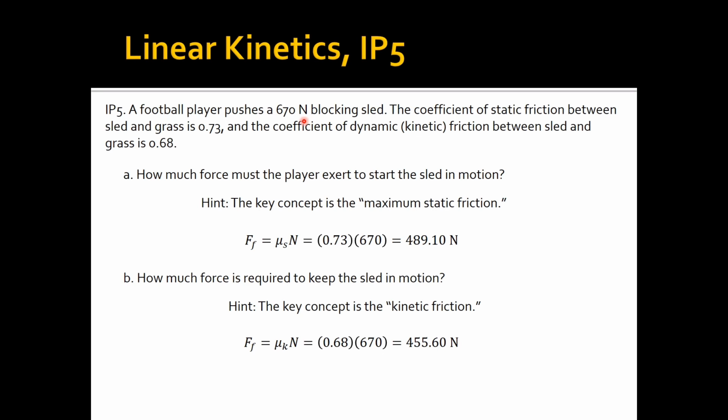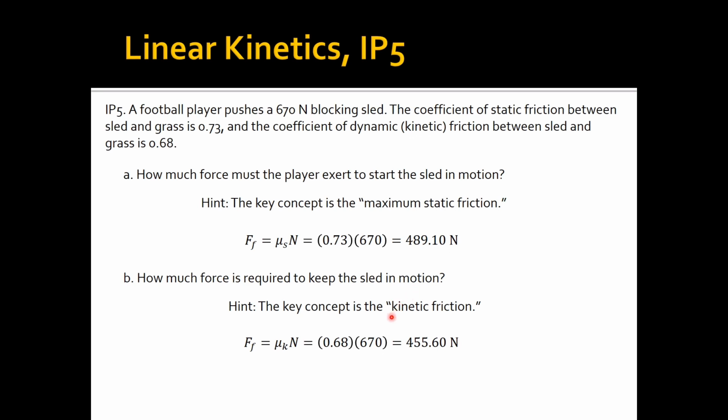The weight of the sled will be used as the normal reaction force because the weight of the sled is acting downward due to gravity. Then we will get the same amount of force coming from the ground to the sled. That's why this 670 will be used as the normal reaction force. So simply multiply these two, and then you will be able to calculate the maximum static friction.